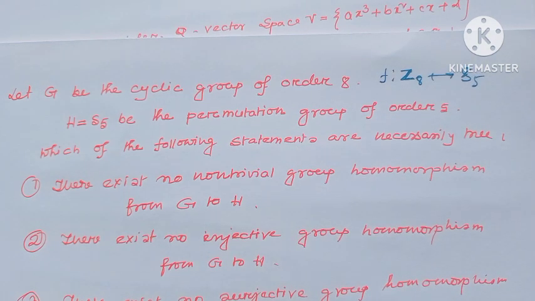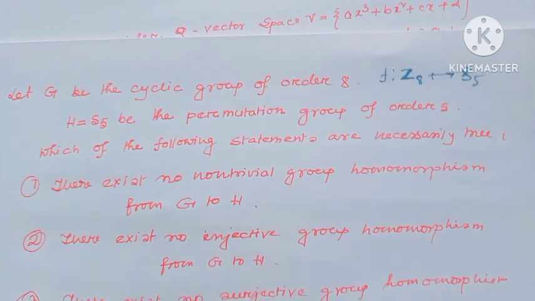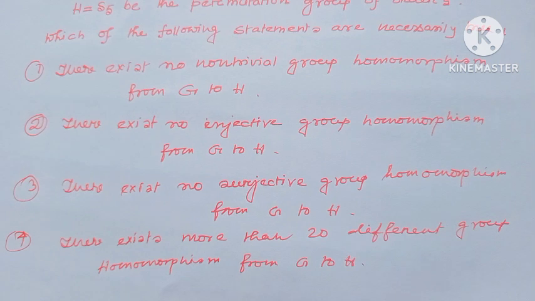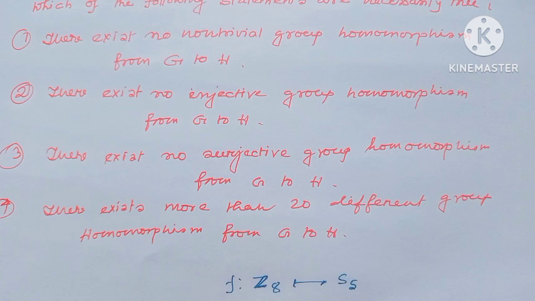Next example. Let G be the cyclic group of order 8, and S be the permutation group S5. That means there exists a homomorphism f from Z8 to S5. Which of the following statements are necessarily true? Option 1: there exists no non-trivial group homomorphism from G to S. Option 2: there exists no injective homomorphism from G to S. Option 3: there exists no surjective group homomorphism from G to S. And option 4: there exists more than 20 different homomorphisms from G to S.